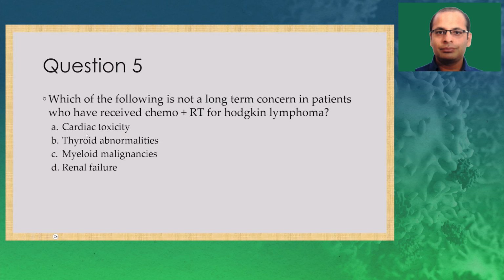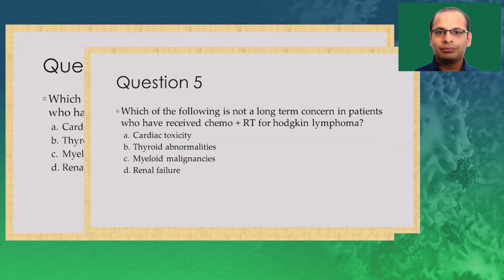Cardiac toxicity and myeloid malignancies can be seen because of anthracycline use or etoposide use, and thyroid abnormalities because of radiation use. Renal failure has not been characteristically described as a chronic complication.